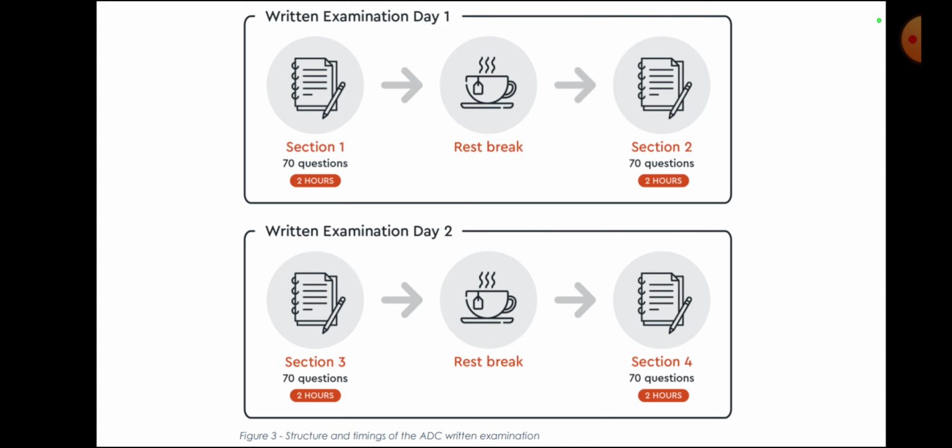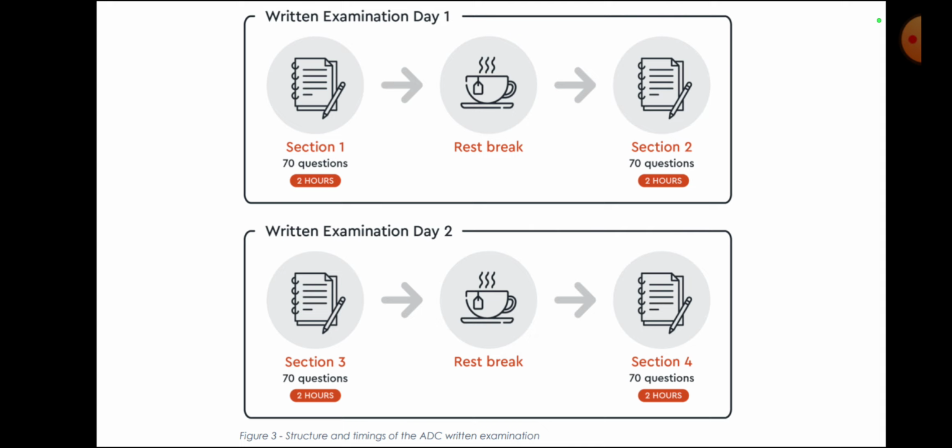Each section has 70 questions, and you will get a time period of 2 hours for your exam, and there is a rest break you can take in between the sections. It is like a compulsory, mandatory break that you should take in between the sections.